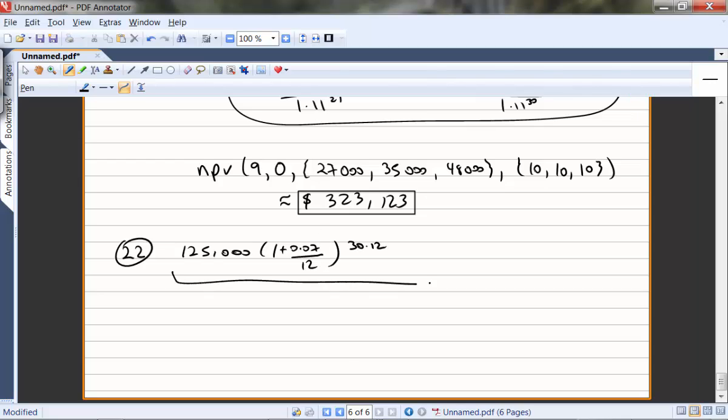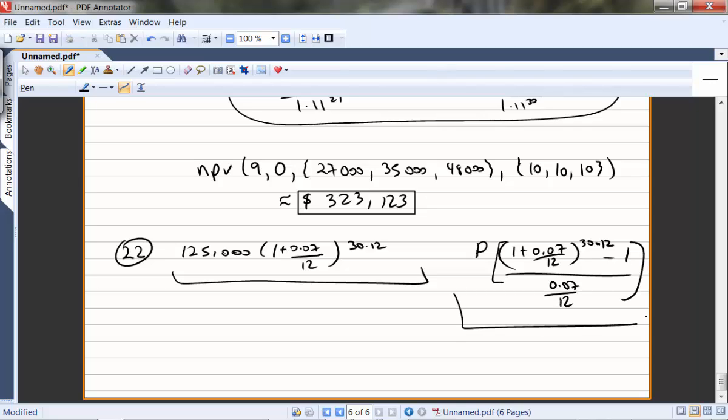At the end of the 30 years, that account would have that amount in it. Option 2 is they could take the $125,000, give it to you right now, and then at the end of every month require you to pay them P dollars, your monthly payment. When they get the P dollars from you, they immediately put it into the same interest-bearing account. They do this for 360 months, 30 years, 30 times 12. And at the end of the 30 years, that account would have this amount of money in it.